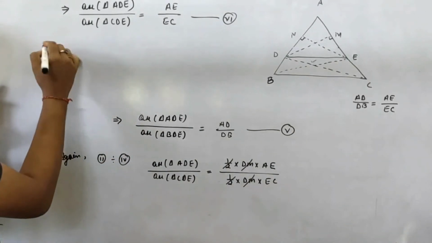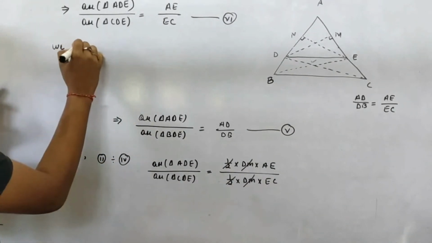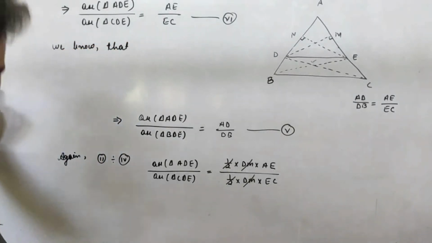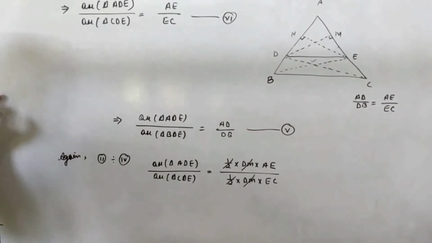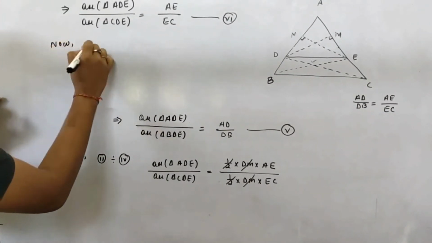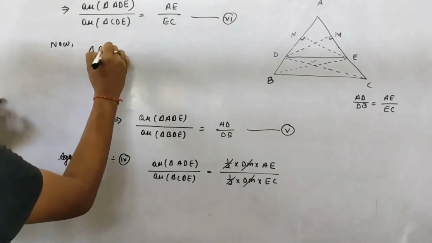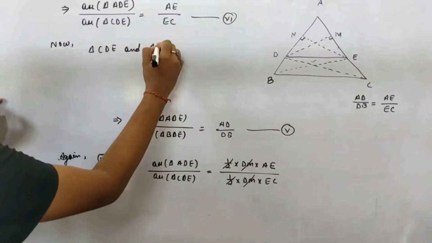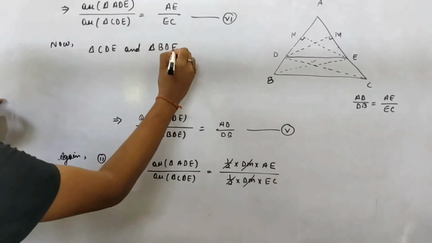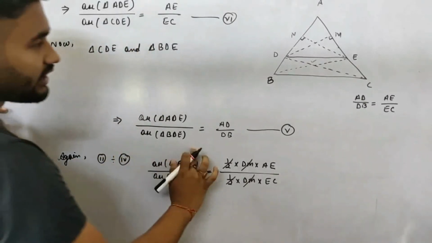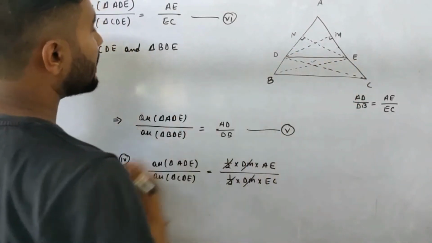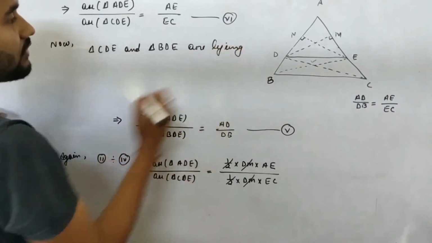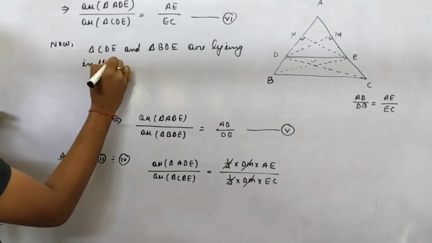We know that, I'm going to write, we know that, directly I will write, now triangle CDE and triangle BDE are lying on the same base.